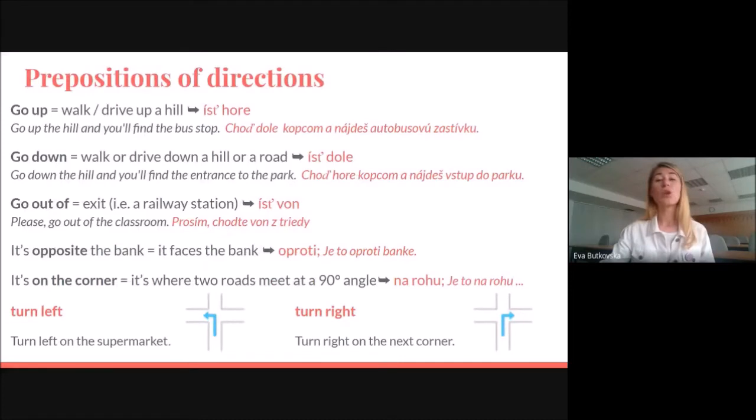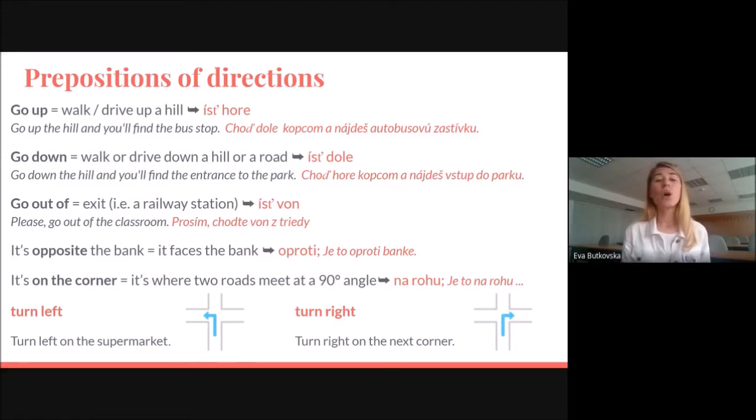Then we already discussed the prepositions up and down, and as well you can use them with the simple verb go. So go up the hill and you will find the bus stop. Drive up the hill, you could say as well, or run or walk up the hill. The opposite is down: go down, or drive down the hill or road. So in the example, go down the hill and you'll find the entrance to the park.